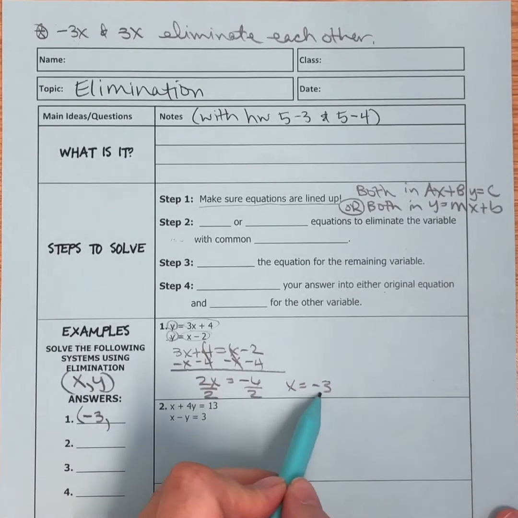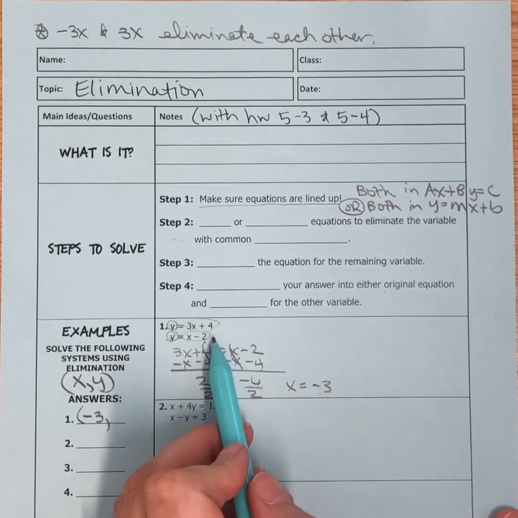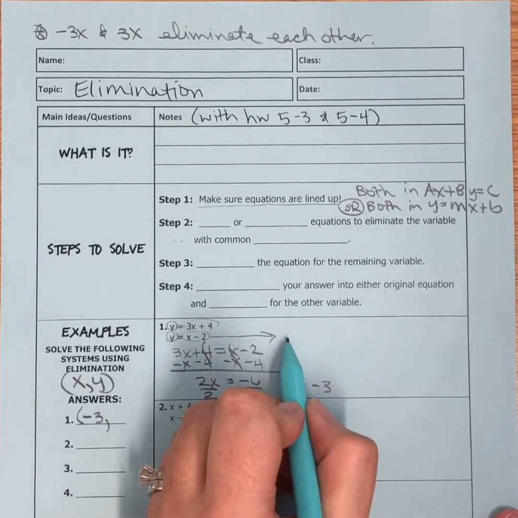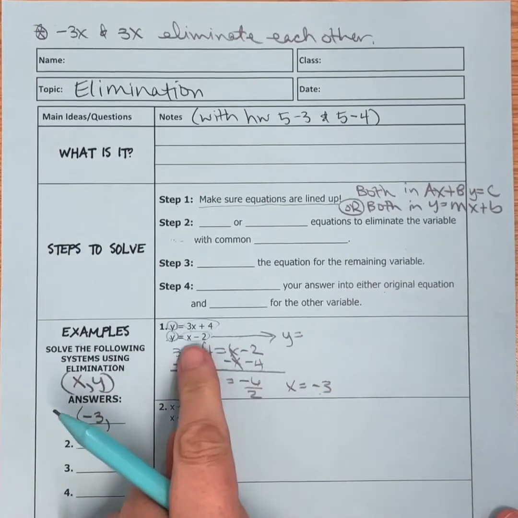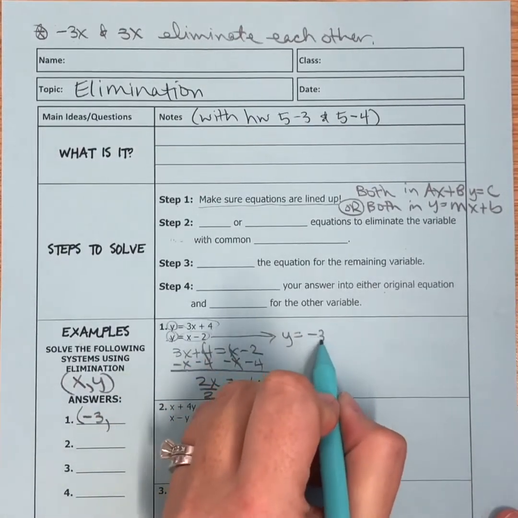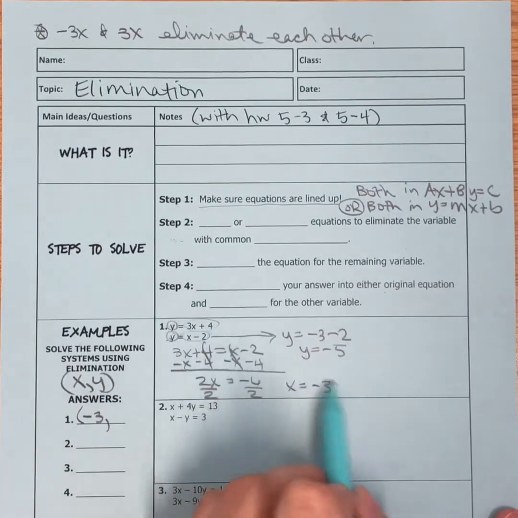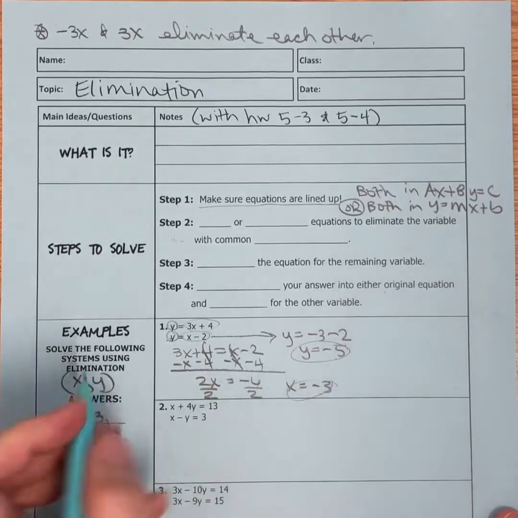Then I'm going to plug negative 3 into the easiest equation. Well, guess what? The second equation is the easiest in my opinion. So I'm going to have y equals x minus 2, but the x is negative 3, so negative 3 minus 2. Well, negative 3 minus 2 is negative 5. So I know my second answer is negative 5.